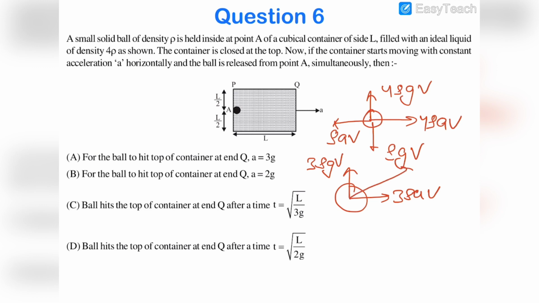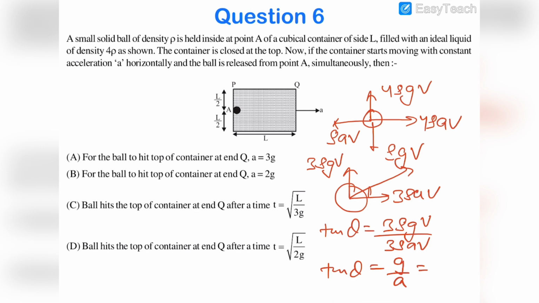Okay, so the resultant force is this. So you can see that tan theta will be, in fact, not 1, it would be 3 rho g V divided by 3 rho a V. So tan theta would be equal to g by a, and this tan theta would be equal to 1 by 2, because you can see that tan theta is L by 2 upon L. So this is 1 by 2. So a will be equal to 2g. So the acceleration of the container will be 2g.